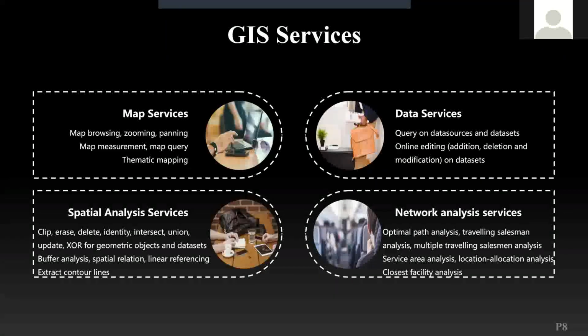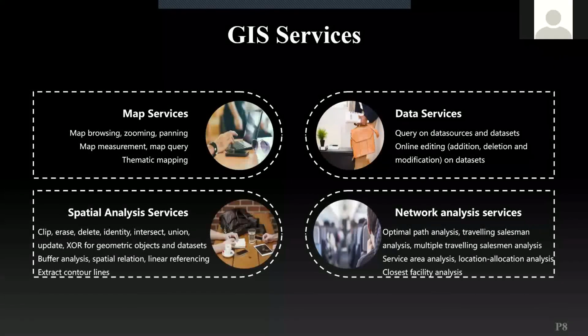And the second one is data service. We can publish our spatial data as data service, and based on the data service we can do the query on data sources and datasets, and also online editing. The online editing is the advantage of data service. It is the unique feature of data service, I mean, compared with the map service, because based on map service, we can also do the query. We can query the features inside of the map.